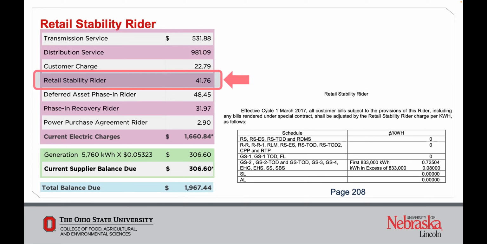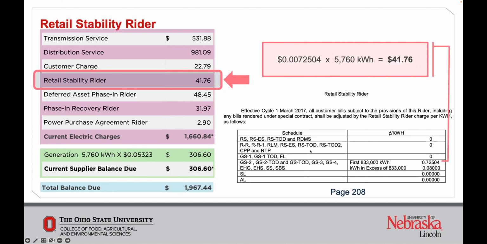Many times, to get into the final details of this, you need to pull your rate sheet from that utility, which in some cases may be available online, but in many cases you may have to request it from the utility provider as well. But in this example, we were on page 208 to try and track down how we are charged for this retail stability rider. And you can see here there are different rate schedules that apply, and they have different rates based on that.